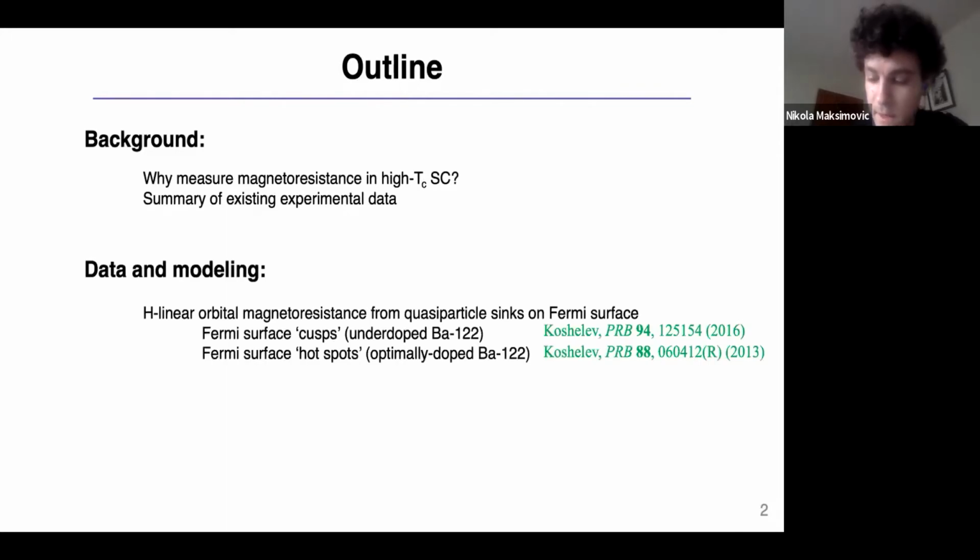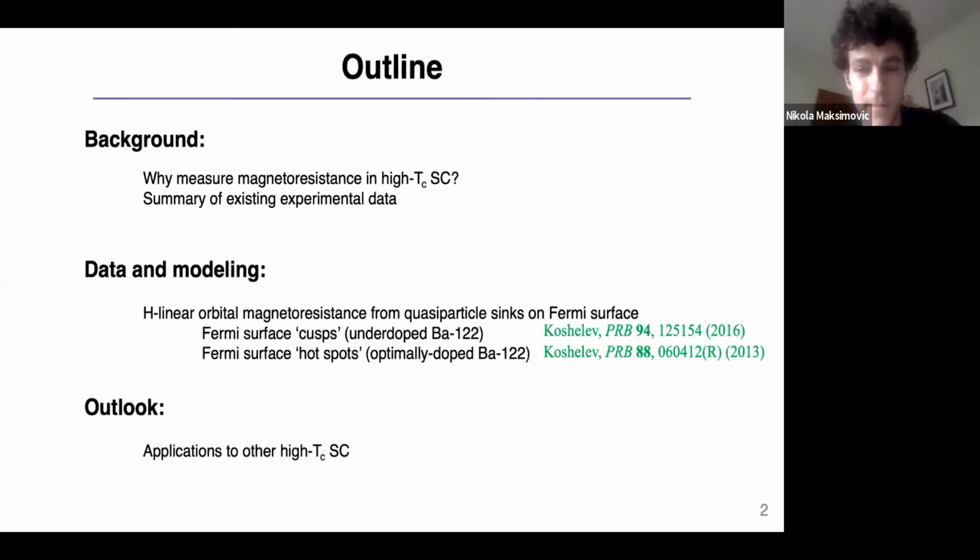And the bulk of my talk will be focused on presenting an orbital magnetoresistance model for explaining several features of the data seen in barium-122. In particular, the model is based on magnetoresistance in the presence of what I call quasi-particle sinks on the Fermi surface. These are either regions of very high Fermi surface curvature or very high scattering rate. And these are applicable to underdoped and optimally doped barium-122 respectively. Finally, I'll have basically one slide of potential applications to other high temperature superconductors.